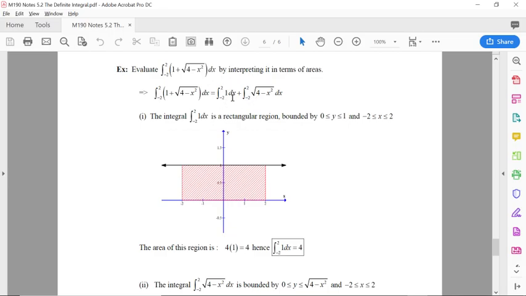The first one, we have the integral of the constant 1. So the function f of x is equal to 1. That's just the constant horizontal line y equals 1. And if it's bounded from -2 to 2, this is our region, right? It's bounded between f of x equals 1, the x-axis, x equals -2, and x equals 2. And that gives us a rectangle. We can easily calculate the area of this rectangle by its base, which is 4, and its height, which is 1. So 4 times 1 is 4. So this integral is just equal to 4.